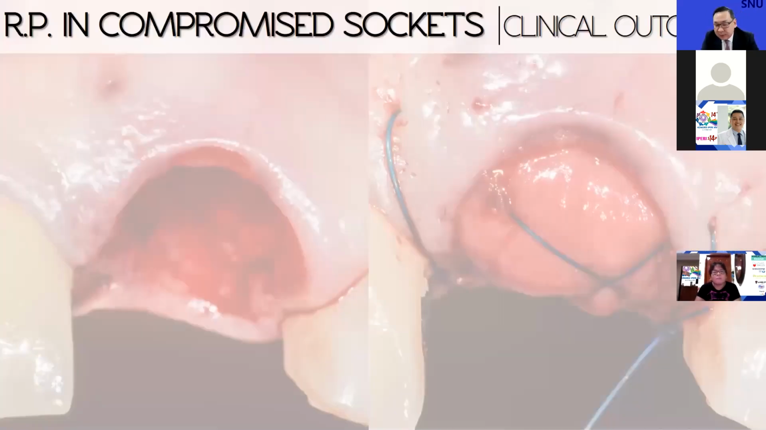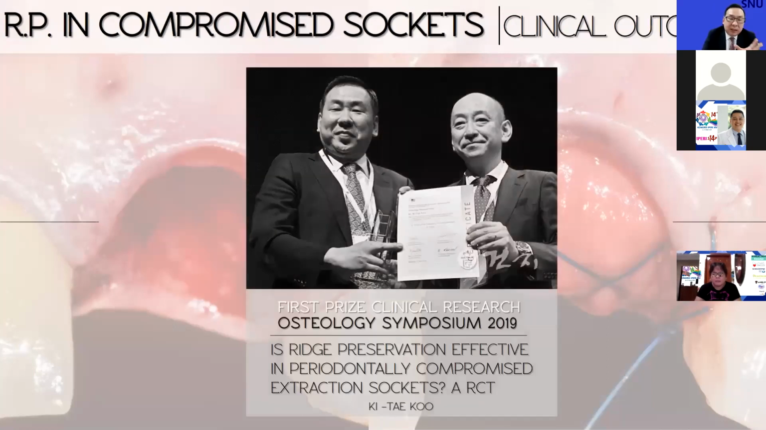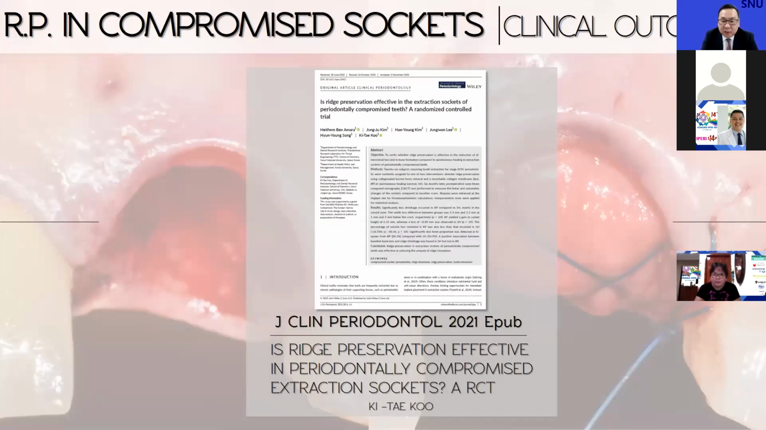And another study, another randomized control trial published by our group, really shows the characteristics of these types of compromised sockets. This study won the first prize in the Osteology International Symposium in 2019, and it has just been published in JCP also this year. The title was, "Is Ridge Preservation Effective in Periodontally Compromised Extraction Sockets? A Randomized Control Trial."